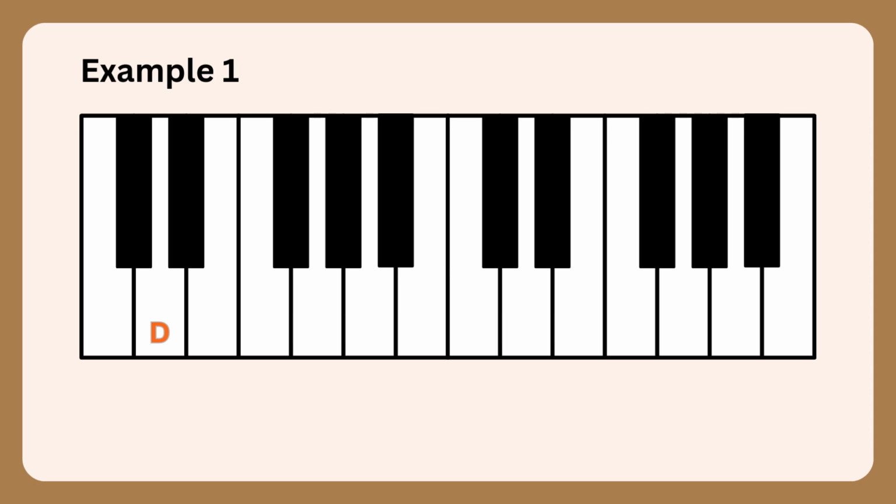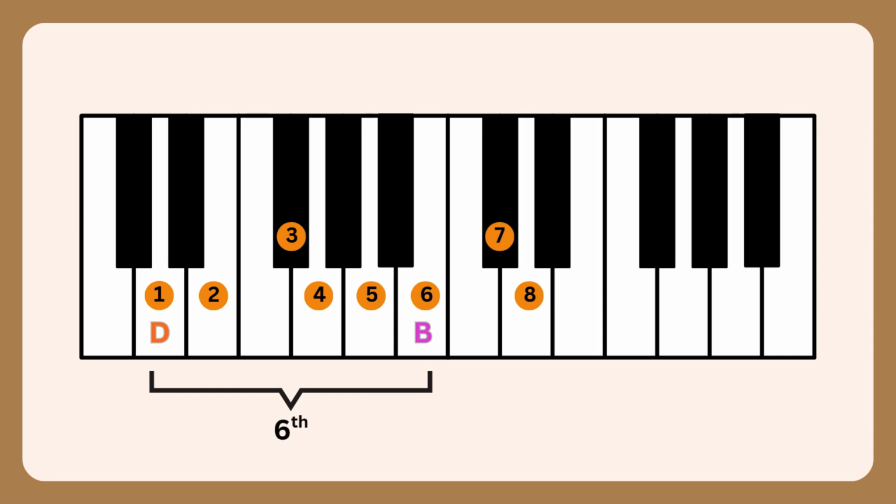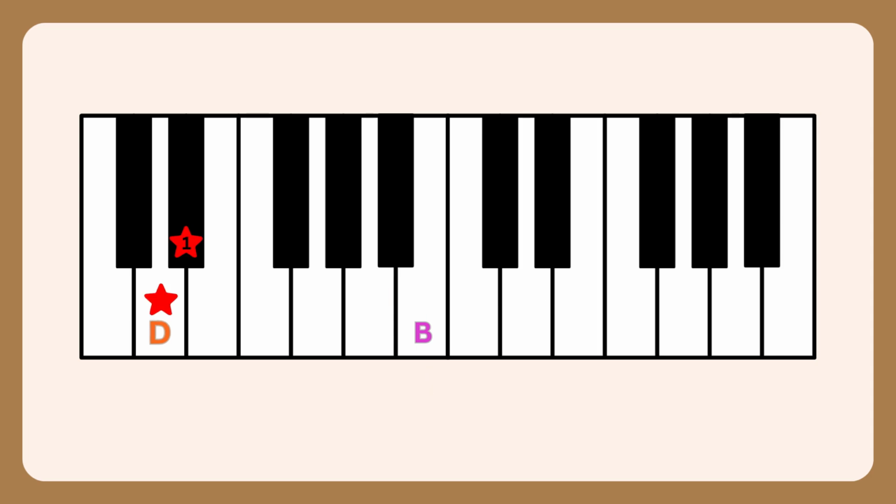Example 1, D to B. Since the starting note is D, we use the D major scale, which has F sharp and C sharp. The distance from D to B is a sixth. Therefore, the interval is a major sixth. No need to count semitones when using the scale method.